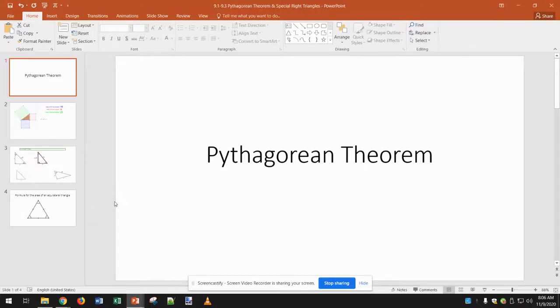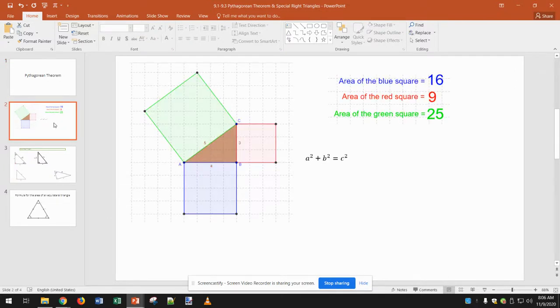So in this video, I'm going to briefly go over the Pythagorean Theorem. Here we have a diagram from GeoGebra where I have a right triangle with the sides 3, 4, and 5. We'll call the side that's 3 A, this is B, and this is C.